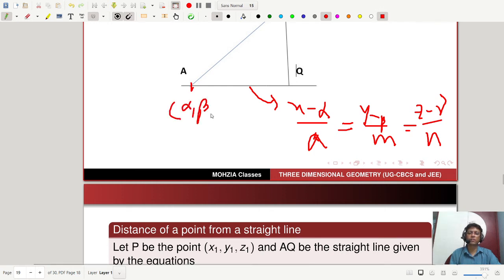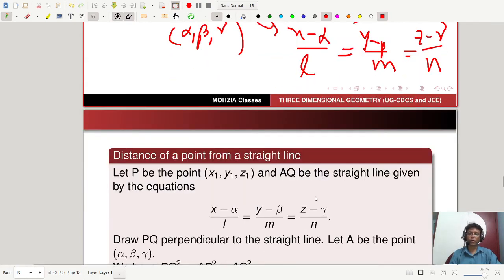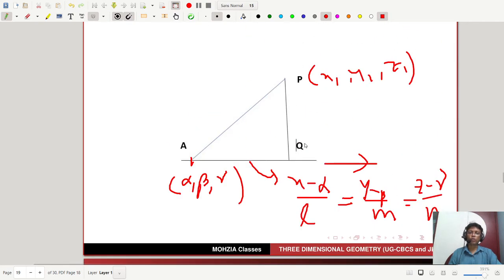I'm supposing that A is alpha, beta, gamma. So the equation of the line is given by this, sorry, this is l. I made a mistake here. l, m, n is the direction vector, whose components are the direction cosines actually. Okay. Now draw PQ perpendicular to the line. So this is perpendicular, 90 degrees. Okay. Now you can calculate AP.